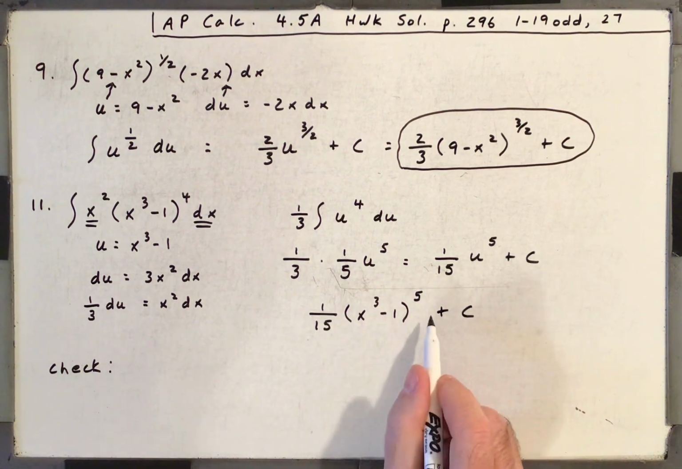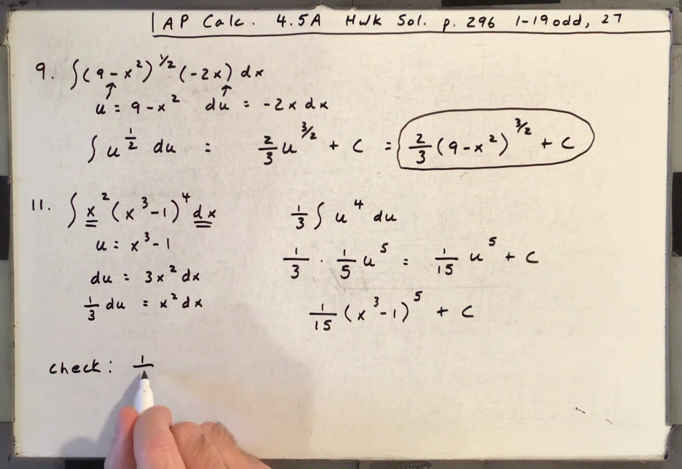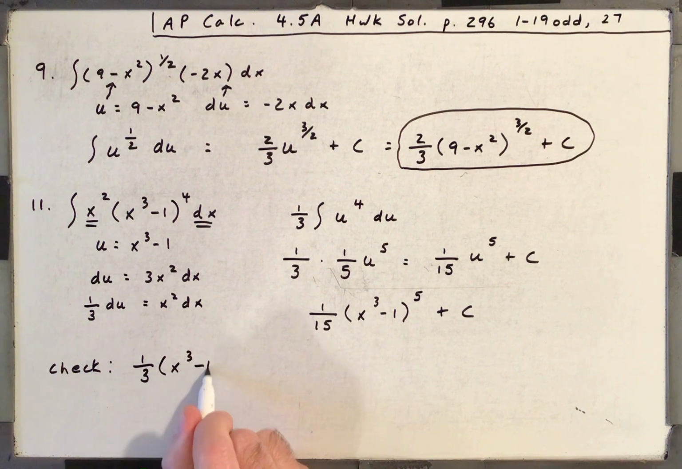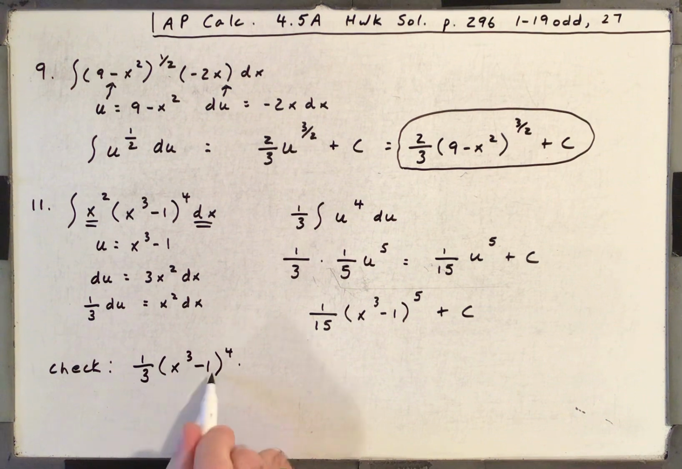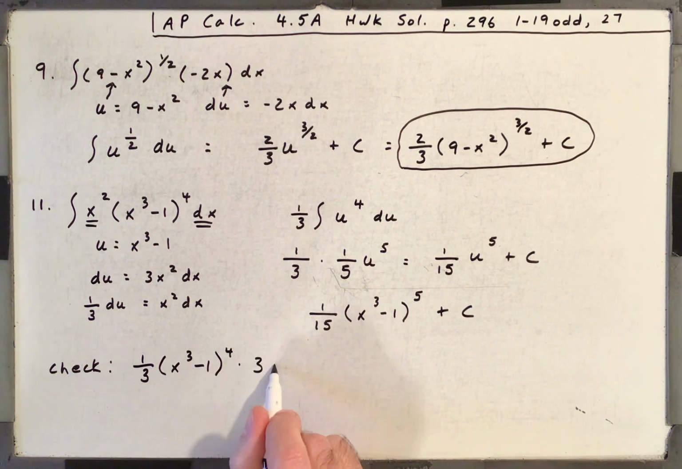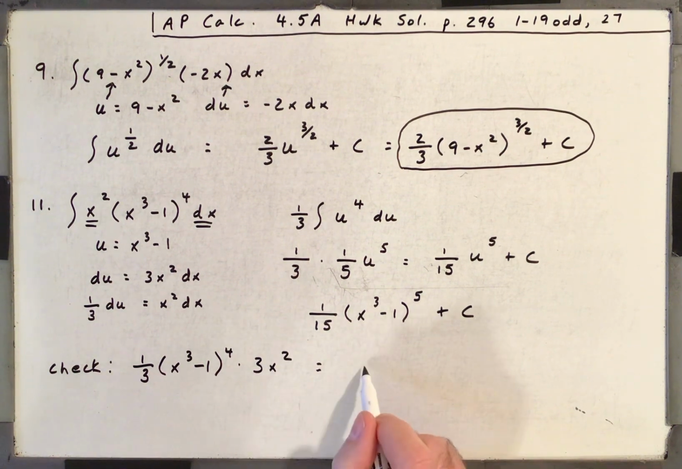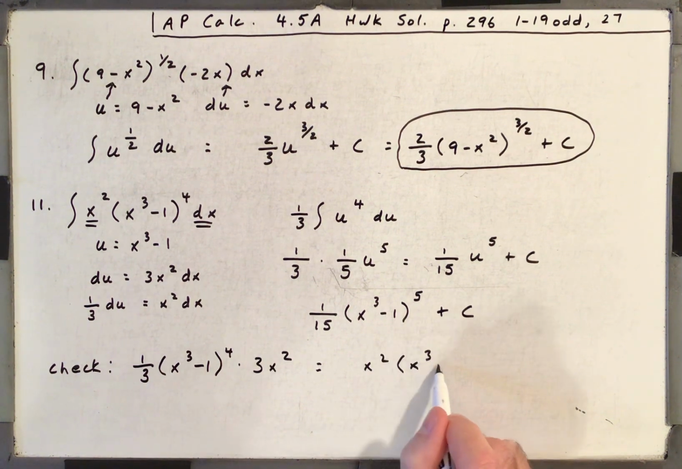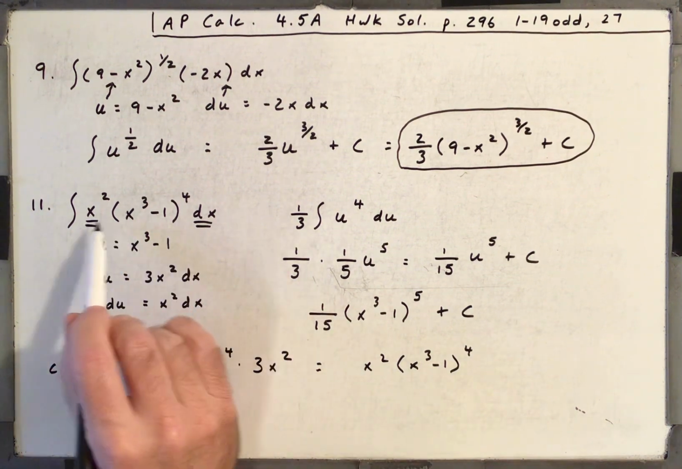Let's take the derivative of that. It's going to be 5 times 1 over 15. That's 1/3, 5 over 15. Times x cubed minus 1 to the 4th power times the derivative of this inner function. We called it the blob. So times 3x squared. The 3 and the 1/3 cancel, and you end up getting x squared times x cubed minus 1 to the 4th, which is exactly what we started with.